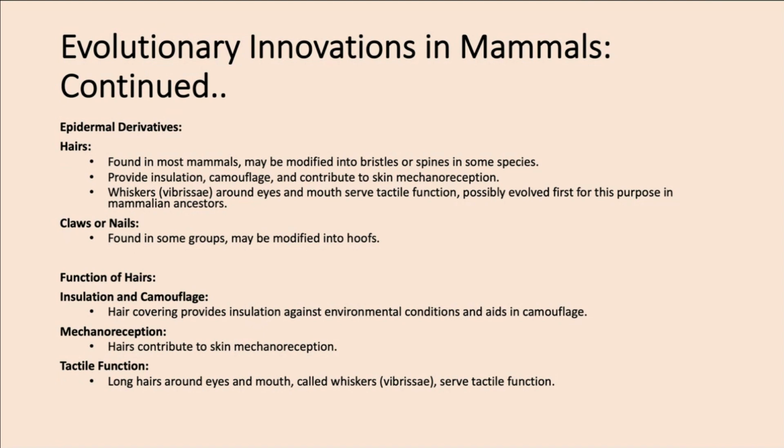Now, some mammals also have claws or nails or hoofs, and this is to help them with their locomotion or to help them defend against predators. Function of hairs: so we said insulation and camouflage, mechanoreception, and tactile function.